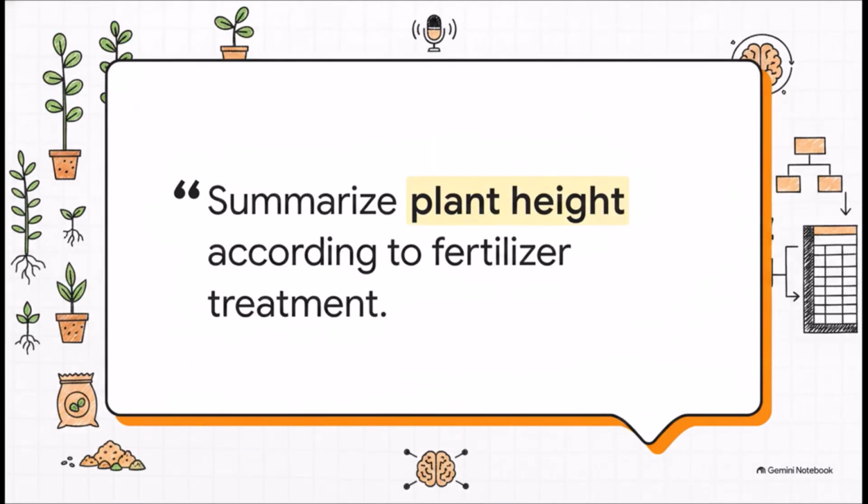And how do you actually get those summaries? Well, you just ask. If you're studying plant growth, for example, you literally just type this prompt, summarize plant height according to fertilizer treatment, and that's it. No writing complex array formulas, no digging through a million drop-down menus just to isolate variables. You just speak to it exactly like you would a research assistant, and it instantly generates the descriptive tables you need. It is incredibly freeing, let me tell you.